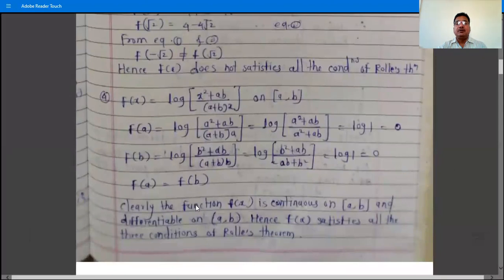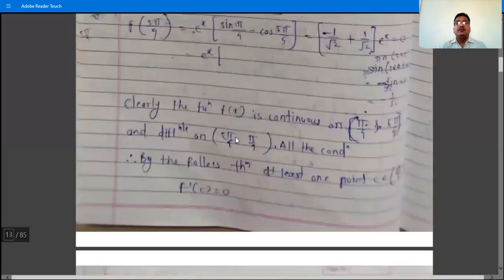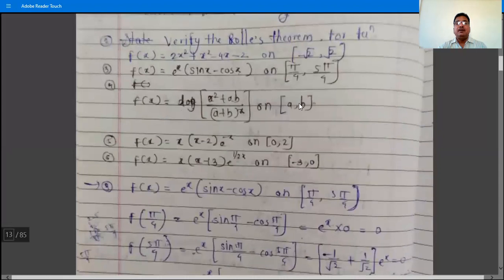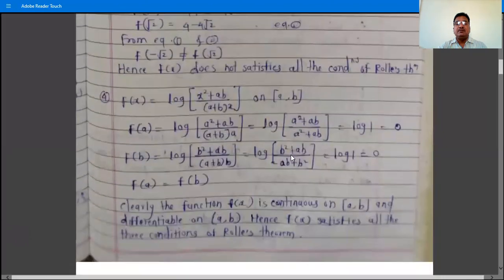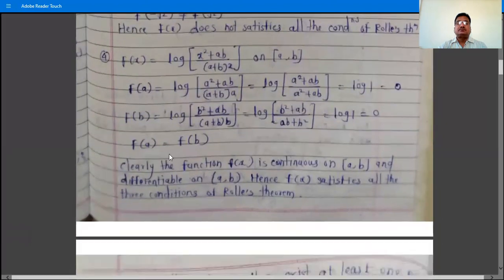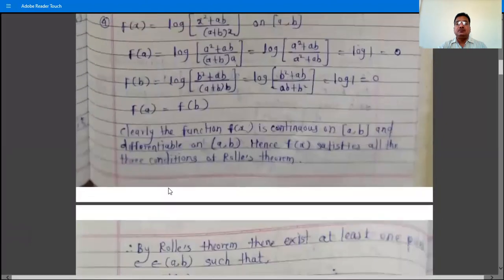Then the answer of the fourth problem. In this fourth problem, the interval is the closed interval a, b, so find f of a and f of b, and both are the same. Note that f of a and f of b both are the same. Log 1, that is 0, both the values are 0.